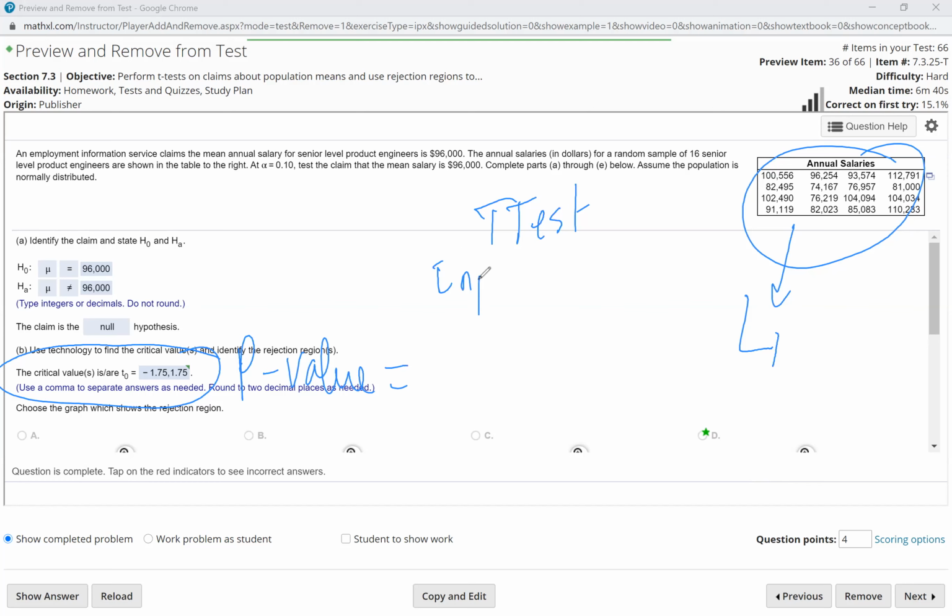Input, you must select data. Then for mu0, you write 96,000. Then for the list is L1. And then make sure to select your alternative hypothesis. Whatever he says, test if it is different from, so you select this one, press enter, and then hit calculate. You will get the test statistic and the p-value, guys.